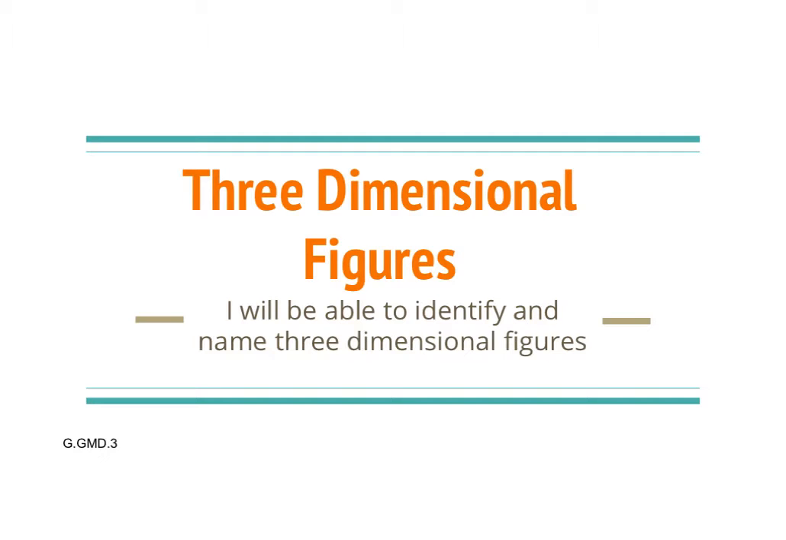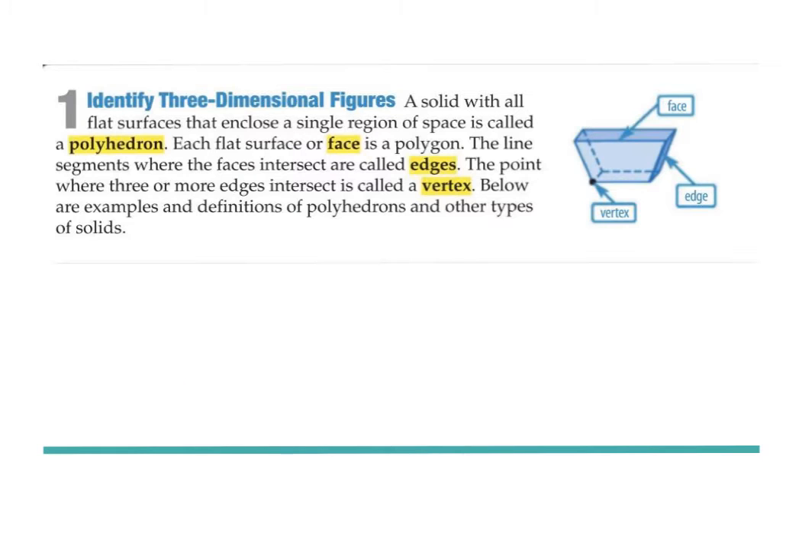Three-dimensional figures. After watching this video, I will be able to identify and name three-dimensional figures. A solid with all flat surfaces that enclose a single region of space is called a polyhedron. So think of a 3D object such as a box.